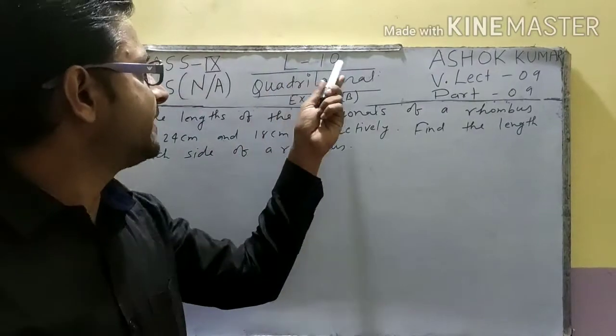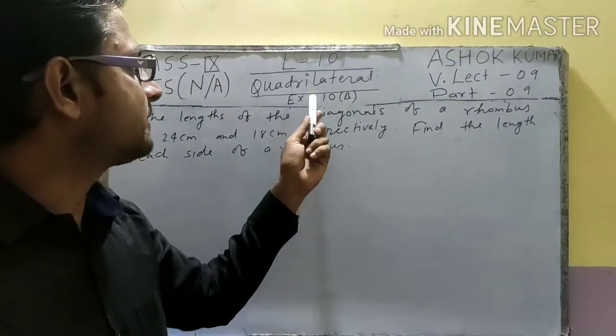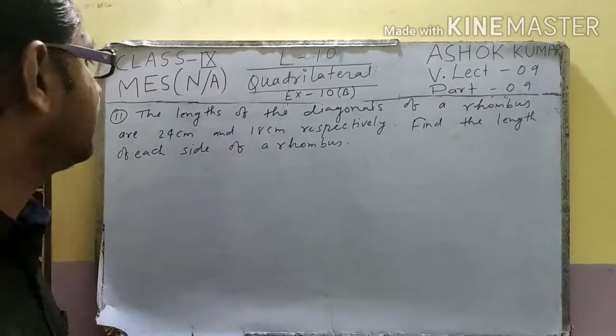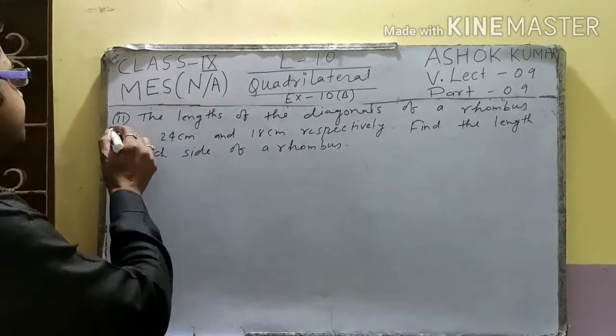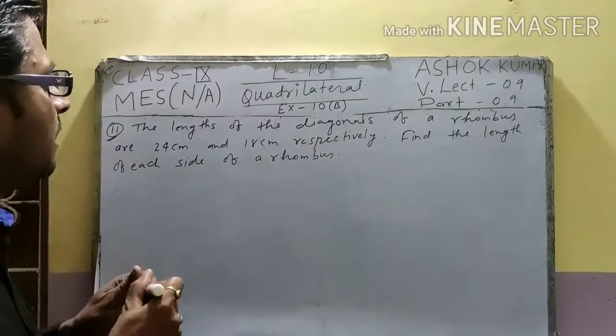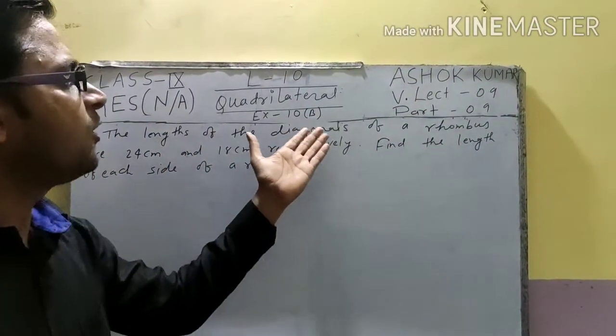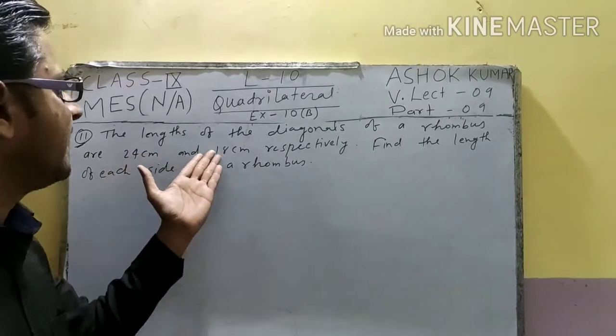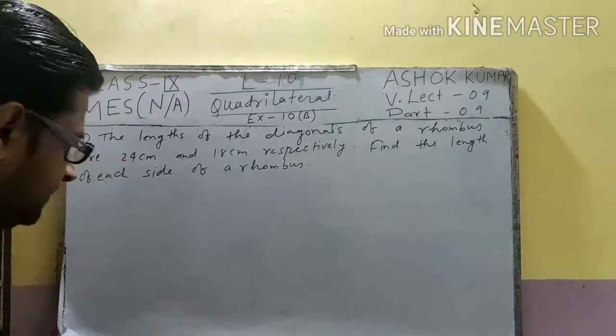Again students, lesson 10 quadrilateral and exercise 10B. This is video part 9 of this exercise. Okay students, here question number 11. The lengths of the diagonals of a rhombus are 24 centimeter and 18 centimeter respectively.